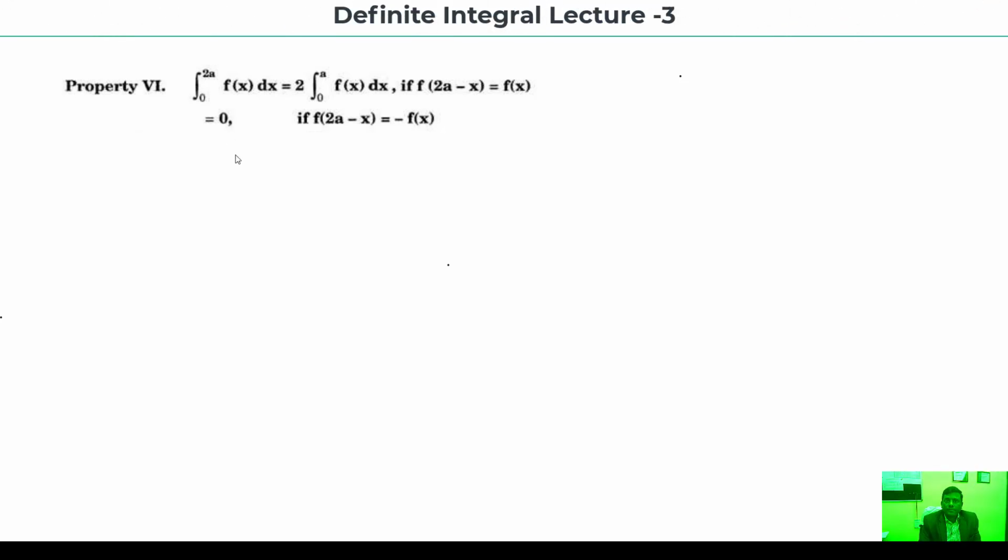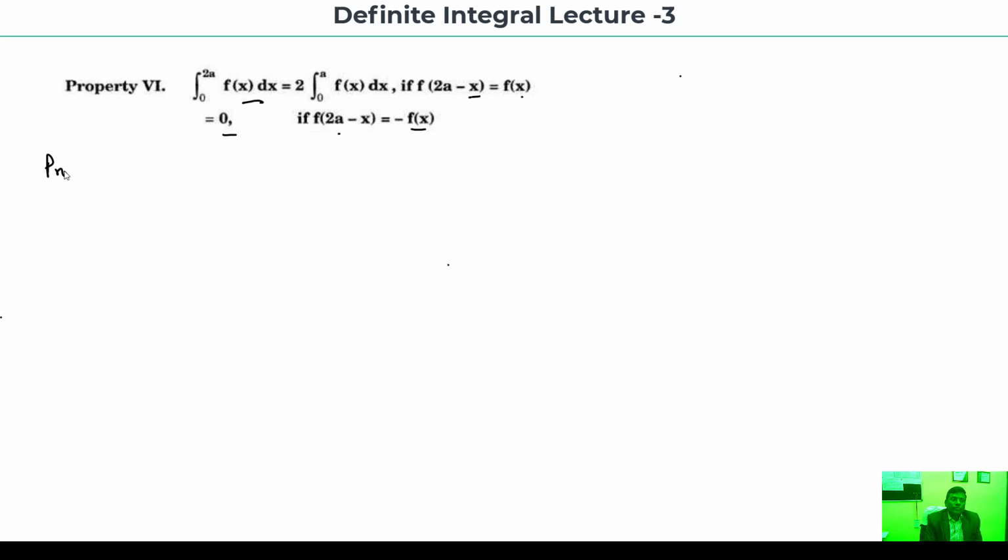Welcome back, student. In this session, I am going to discuss the last property. Property number 6 says that the integral from 0 to 2a of f(x) dx is equal to 2 times the integral from 0 to a of f(x) dx if f(2a minus x) equals f(x), and 0 if f(2a minus x) is equal to minus f(x).